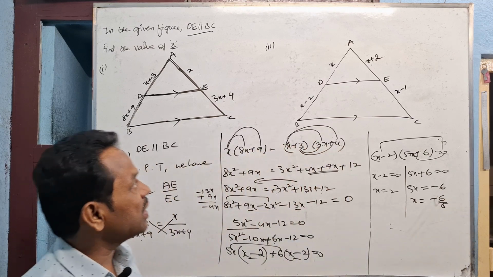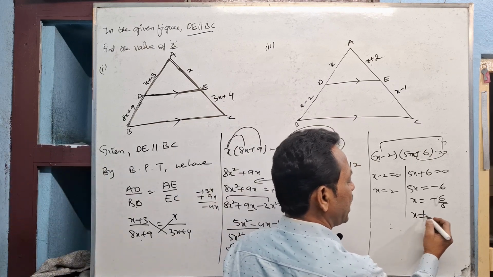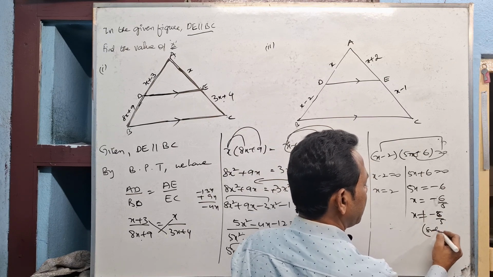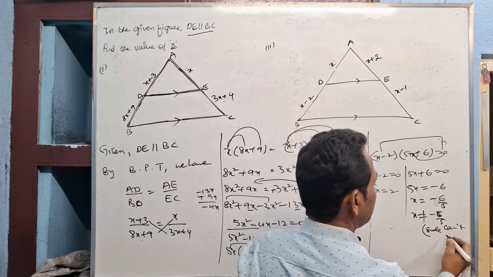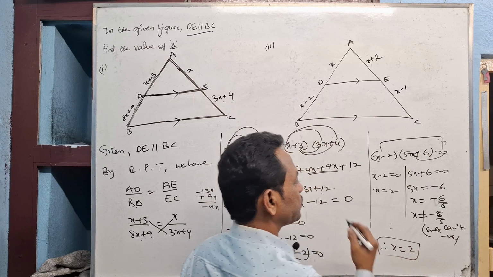As the side cannot be negative, we can't say that x is equal to minus 6 by 5. The reason is that a side cannot be negative. Therefore, the value of x is 2.